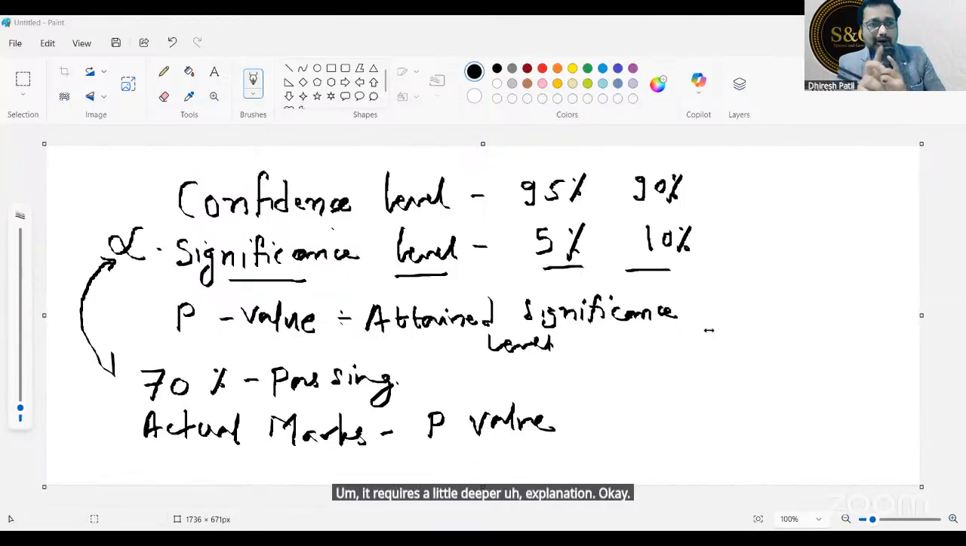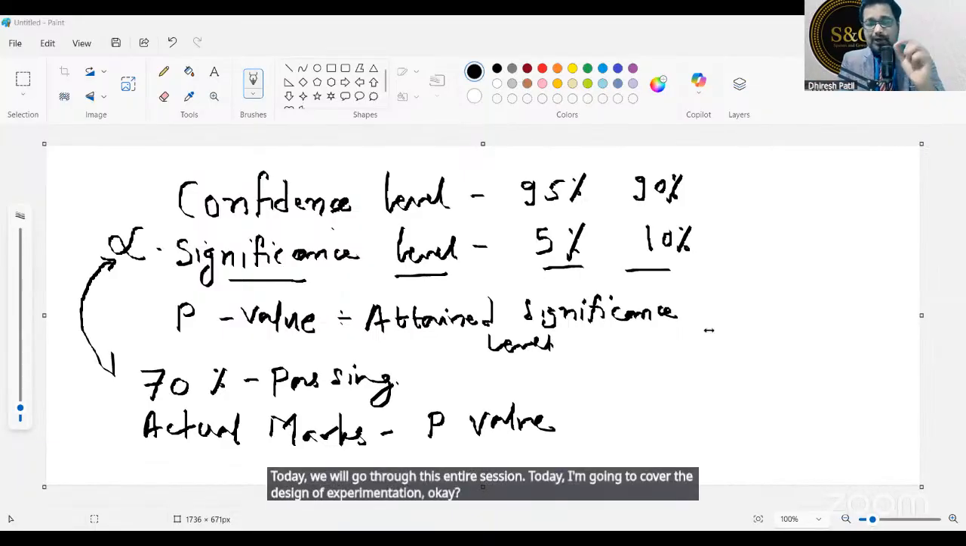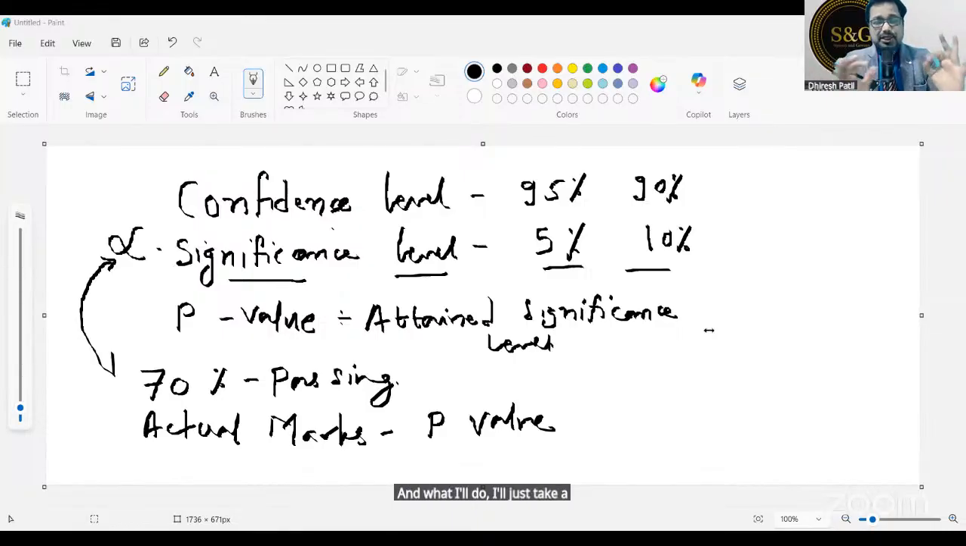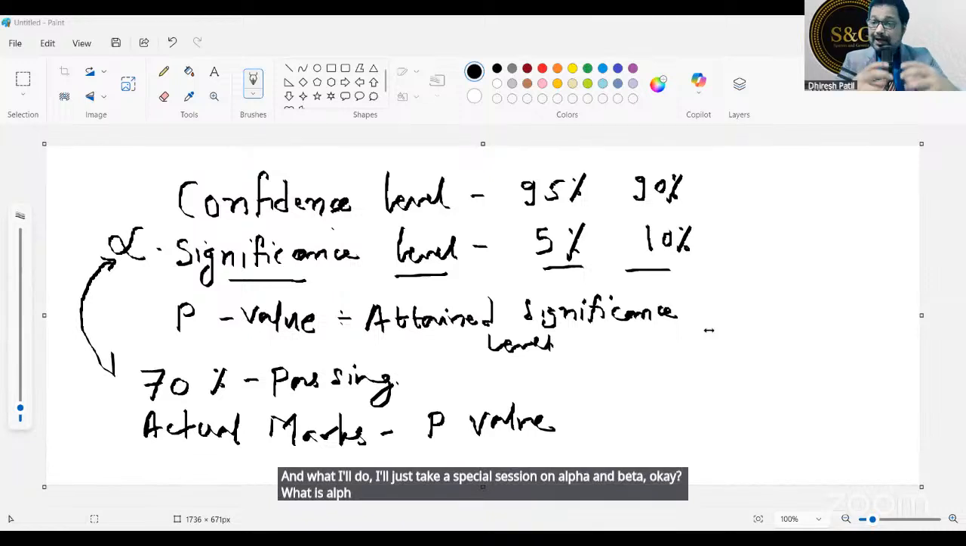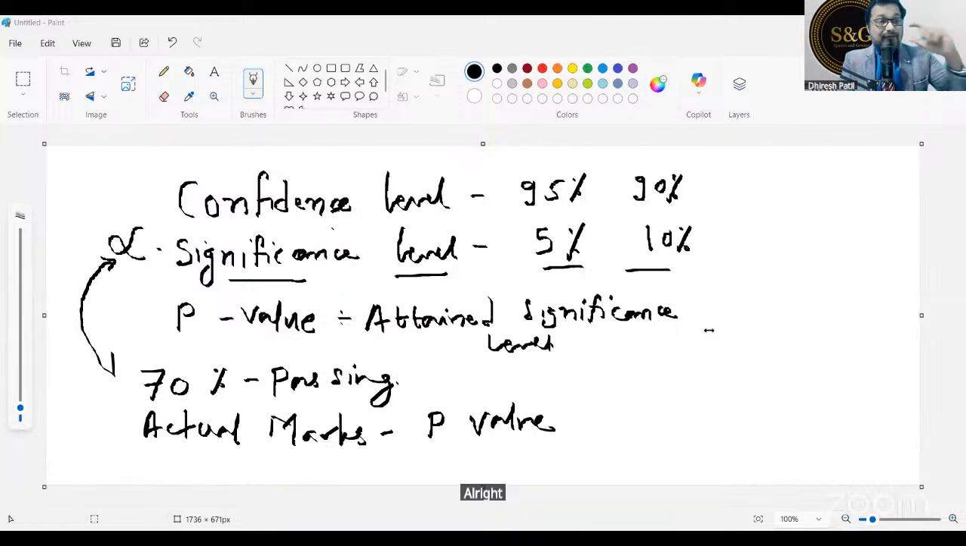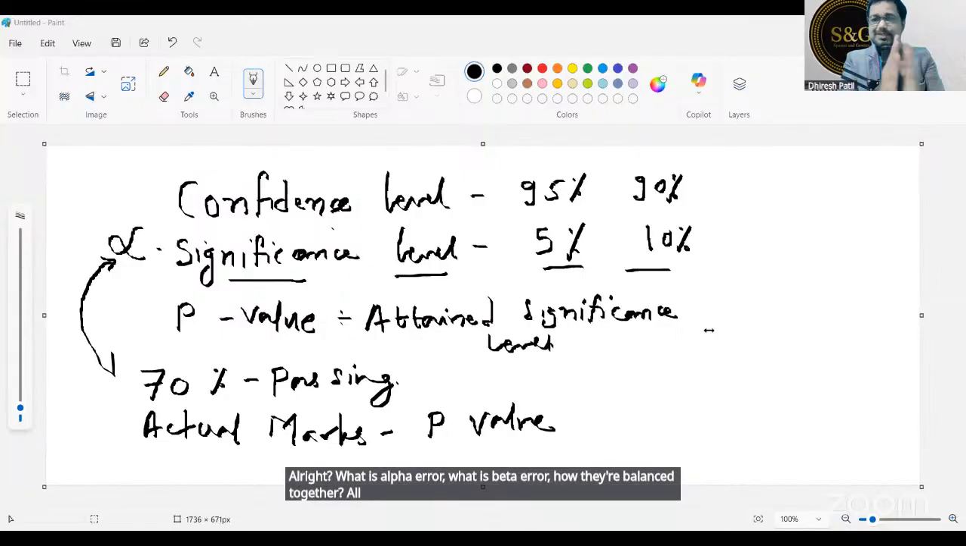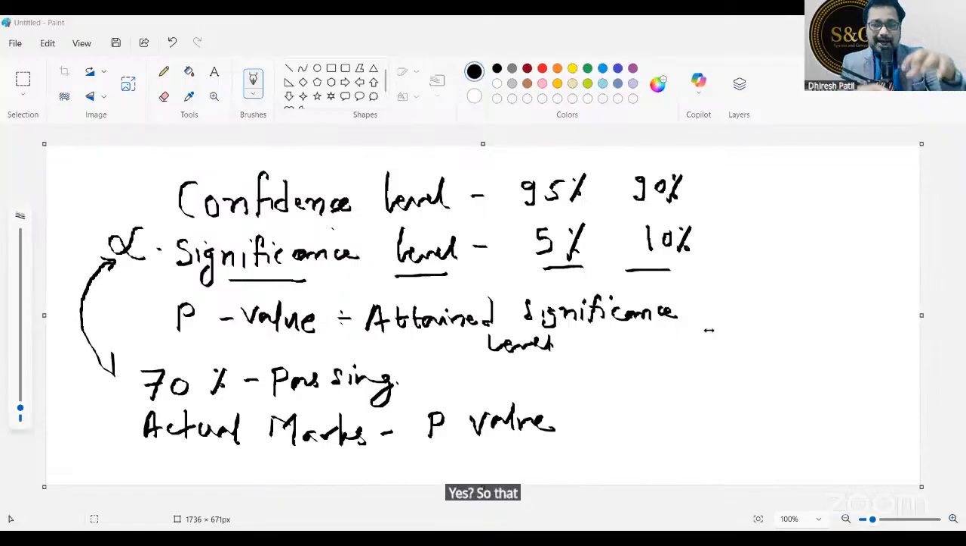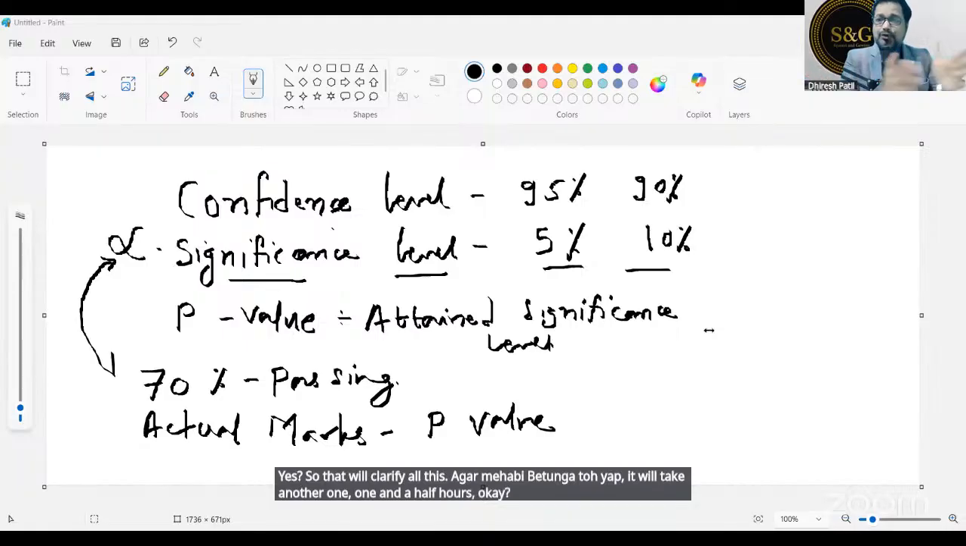Okay, so what I will do, today we will go through this entire session. Today I'm going to cover the design of experimentation. And I'll take a special session on alpha and beta. What is alpha, what is beta, how they are decided. What is alpha error, what is beta error, how they are balanced together. All these things I will cover in a separate special session. Clear? Yes, so that will clarify all this. अगर मैं अभी बैठूंगा तो यहाँ पे it will take another 1.5 hours. So हमारा actual agenda will go a little different, right?